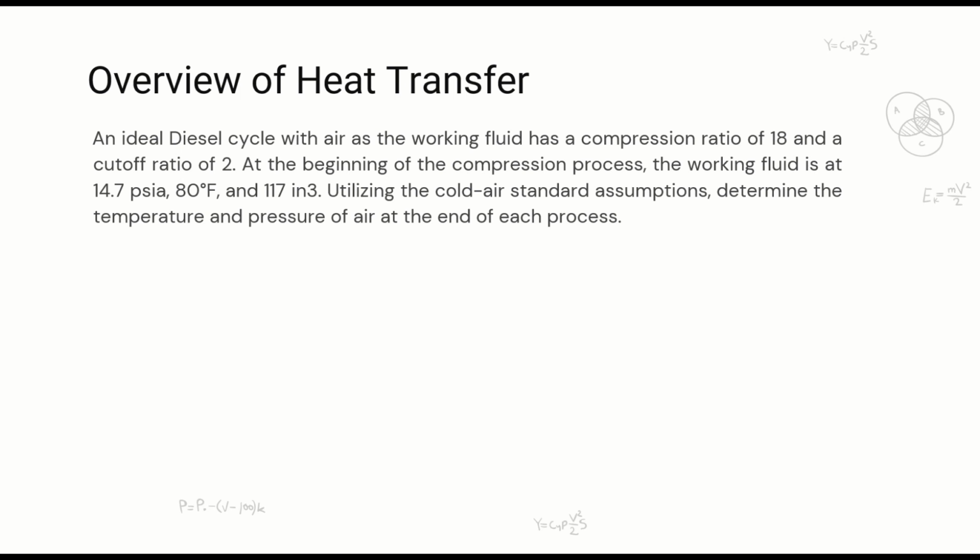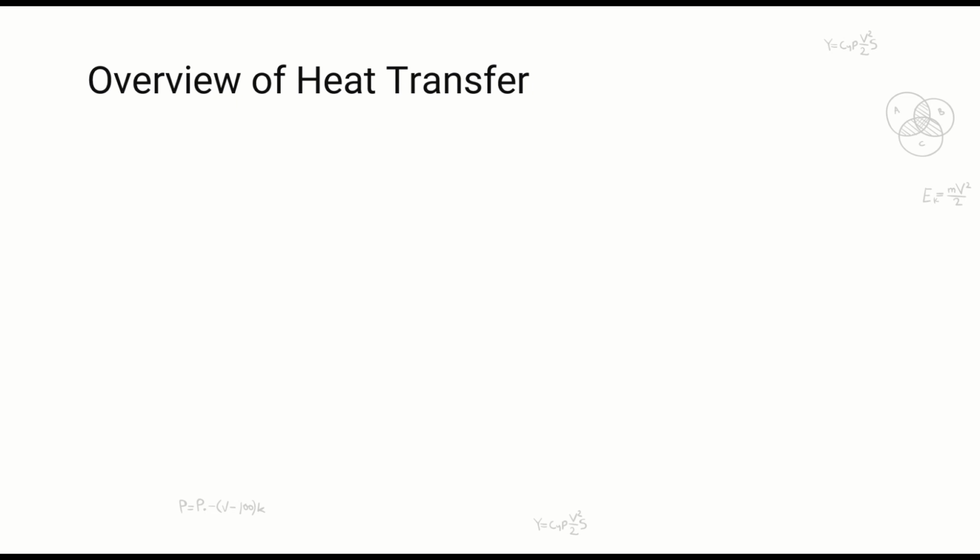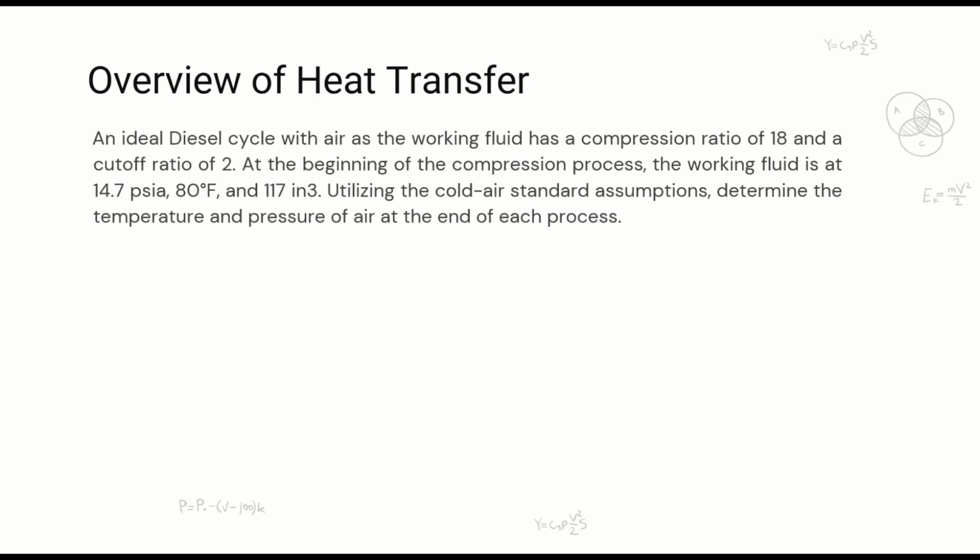So in this problem, we are asked to determine the temperature and also the pressure of air at the end of each process. We have given here a compression ratio of 18 and a cut-off ratio of 2. Also we have a pressure of 14.7, a temperature of 80 degrees Fahrenheit, and for volume we have 117 cubic inch. Now let us proceed to our solution.